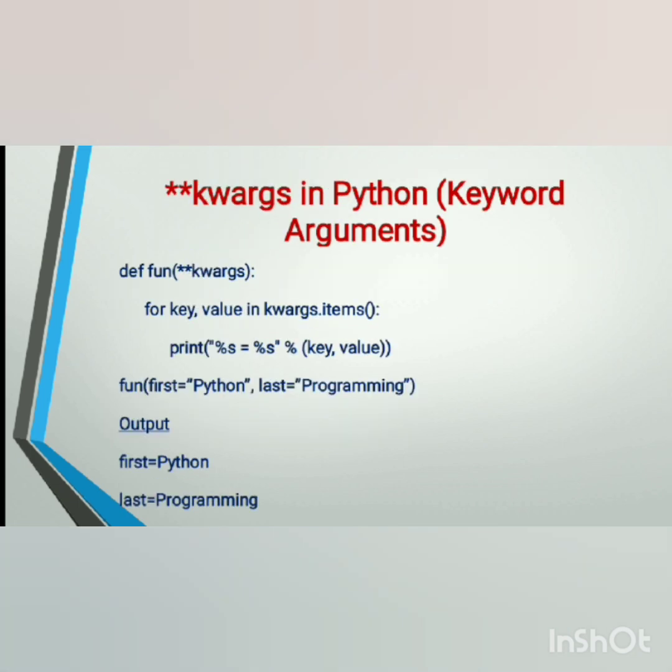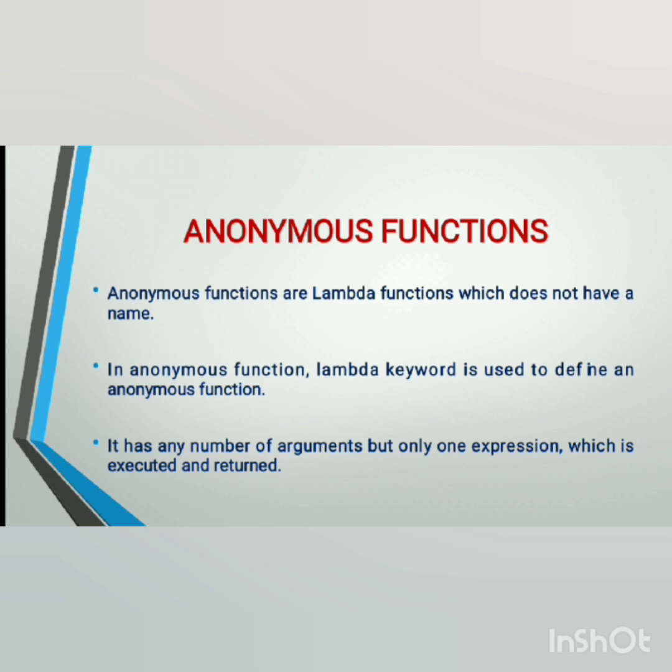So let's see the concept of anonymous function, right? Anonymous functions are called lambda functions. This is another name for anonymous function. What is the function name? Lambda function. See, it doesn't have a name. When you are using an anonymous or lambda function, no need to give the function name. So this is very important.